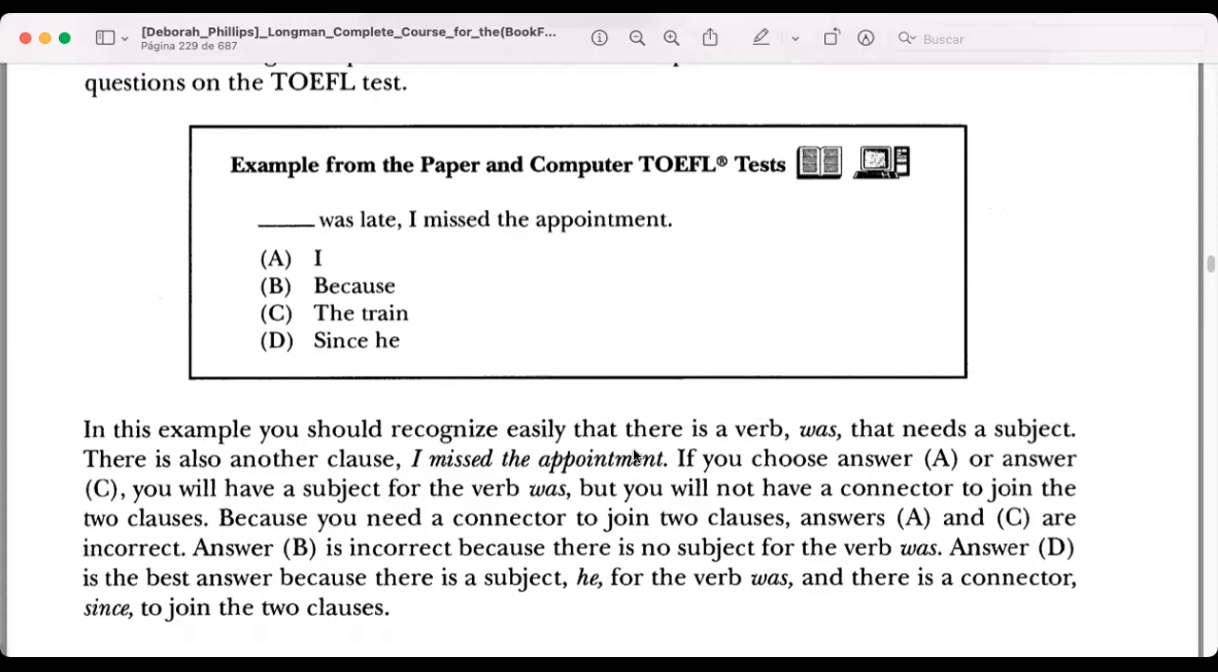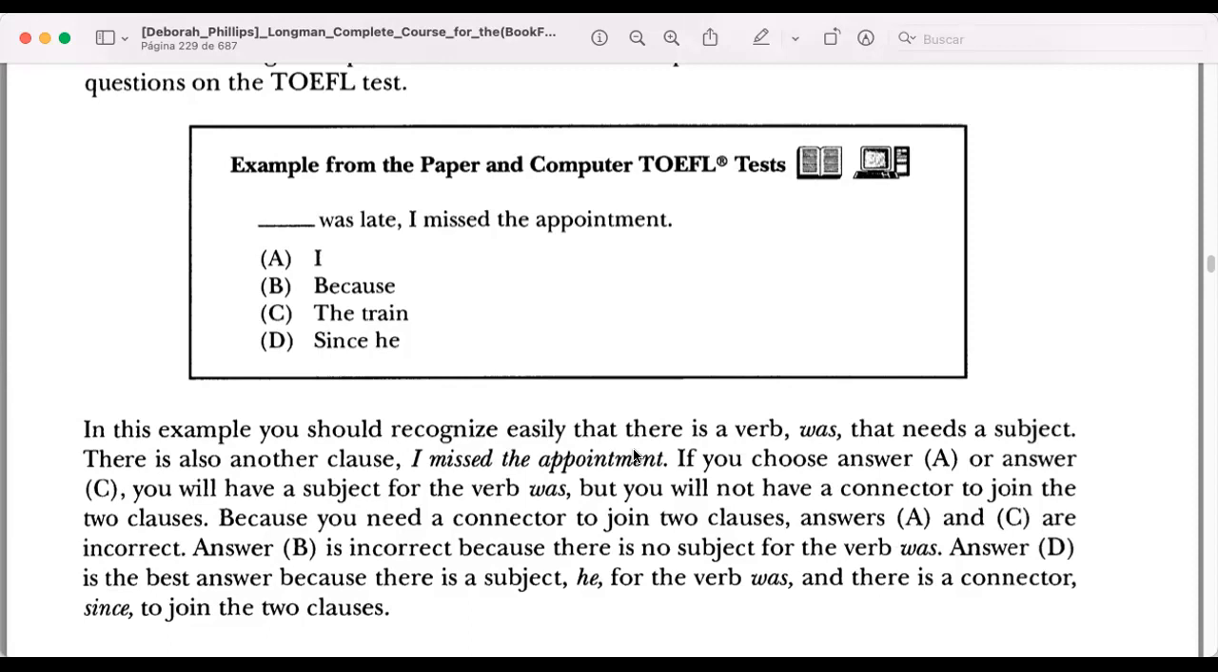In this example, you should recognize easily that there is a verb, was, that needs a subject. There is also another clause, I missed the appointment. If you choose answer A or answer C, you will have a subject for the verb was, but you will not have a connector to join two clauses, because you need a connector to join two clauses. Answers A and C are incorrect, okay?